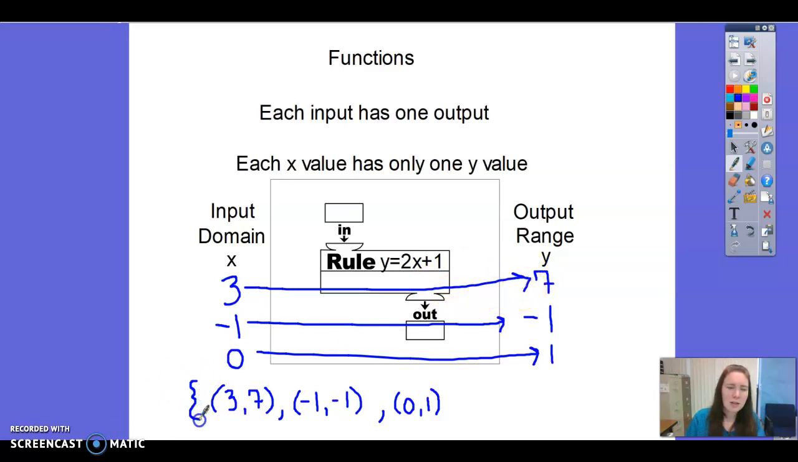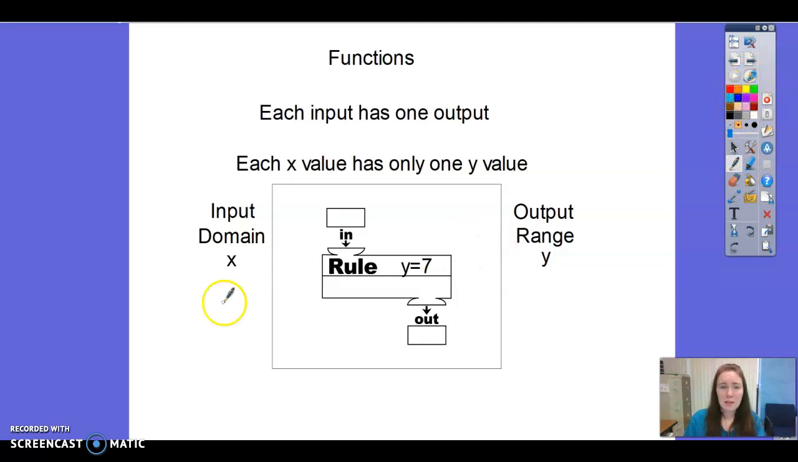Sometimes you'll see functions written like this as just a list of coordinate points. The thing that tells you if it is or is not a function is that the x value does not repeat. So this number 3, you don't also see a number 3 here. You don't also see a number 3 here. Now, we only look at the x values, though. The y value doesn't matter. This could be a 7, and this could be a 7, and this could be a 7. That's fine. What matters is that the x values do not repeat. So x value does not repeat.